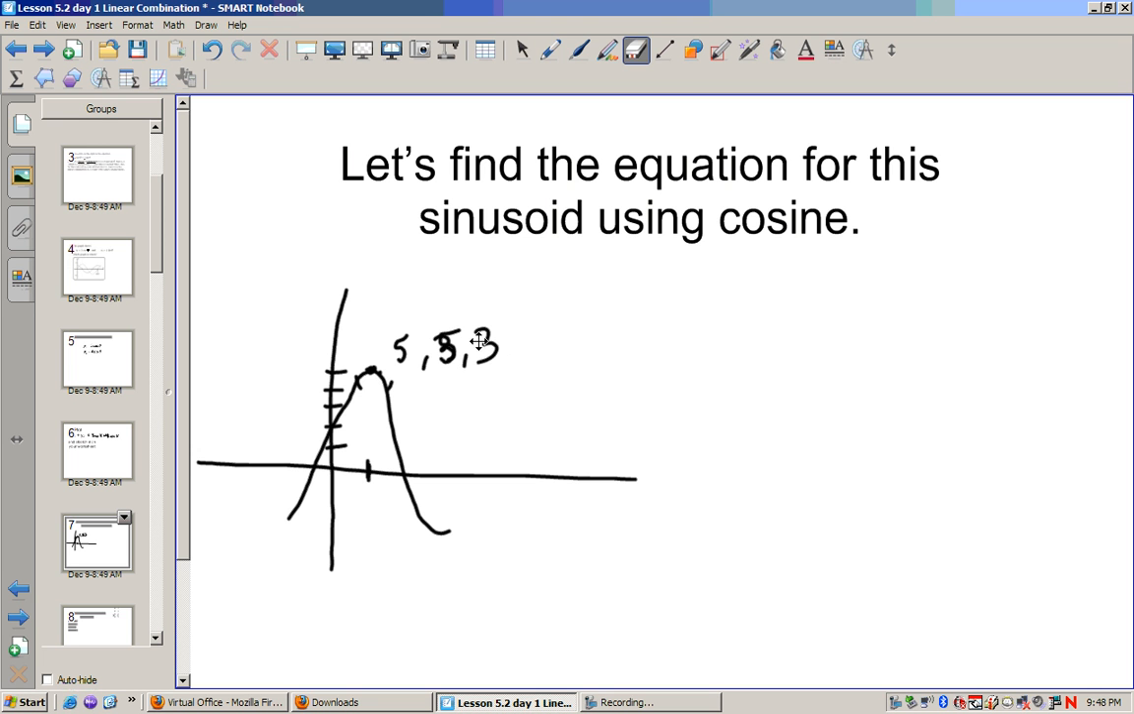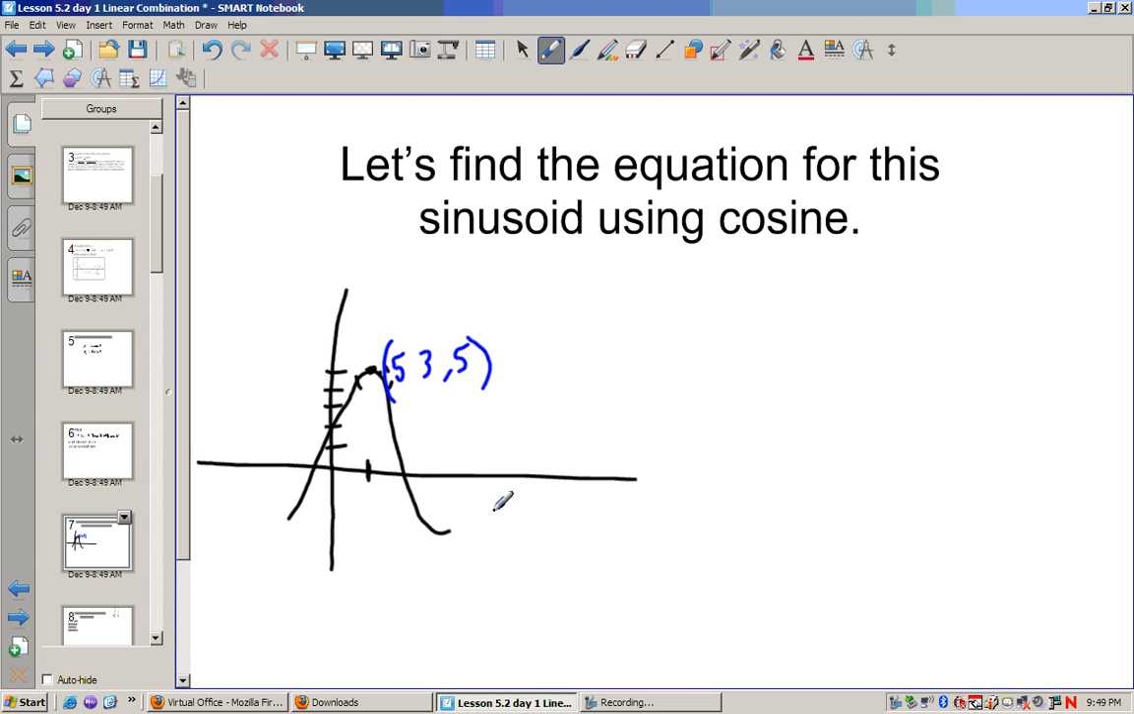I can't write anything here. I'll try it again. 553. Now I'm messing everything up. It's 53 to the right, and 5 up. Alright. Now it's not 53 exactly, it's a decimal that goes along with that, but it's about there.